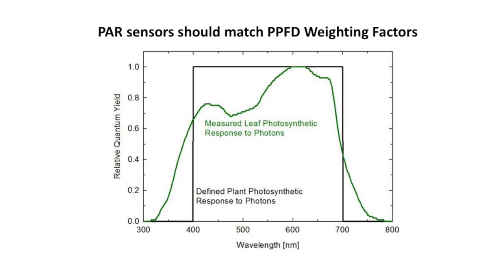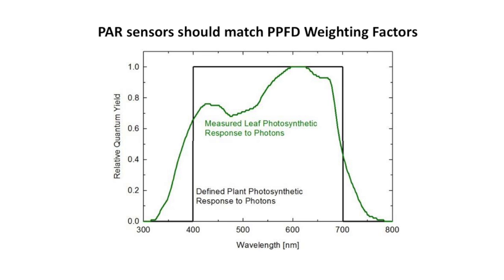So here's the graph that I mentioned when I was describing the difference between photosynthetic photon flux and yield photon flux. So wavelength on the x-axis, and then just relative quantum yield, or the response to photons, on the y-axis. And so the green line is actually measured data from a number of different places. I listed some of the publications here.